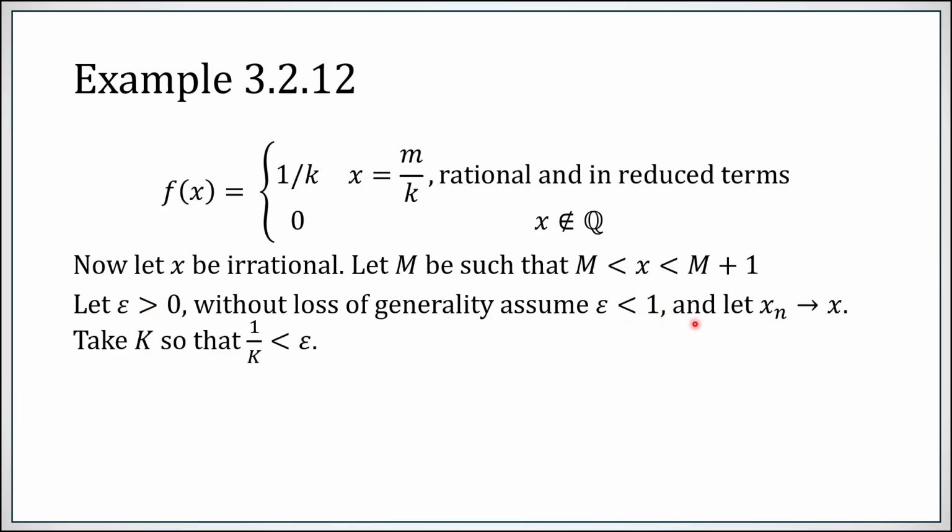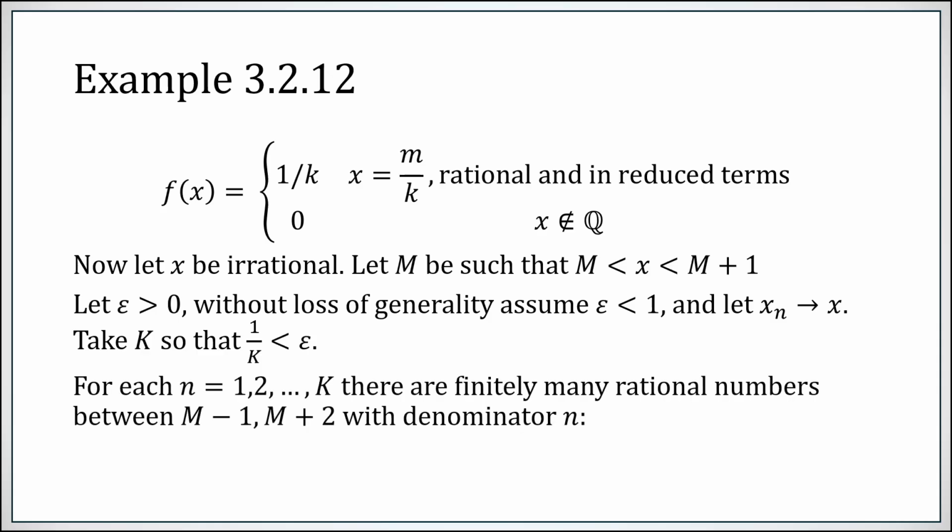It's less than 1. Pretend you have an arbitrary sequence xn converging to x. We need to show that f of xn converges to f of x. Since x is irrational, we need to show that f of xn converges to 0. So since we want to show f of xn converges to 0, we're going to do a limit of sequence problem. Let epsilon be positive. Take k large enough so that 1 over k is less than epsilon.